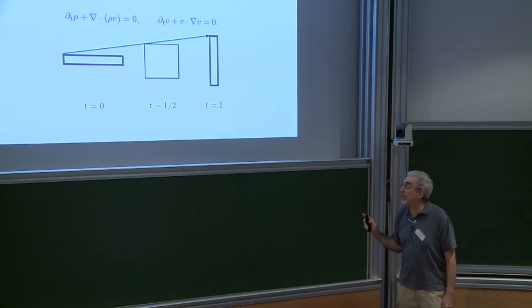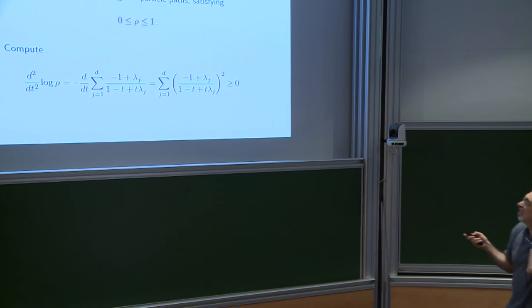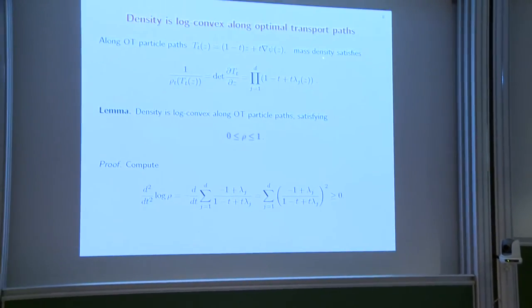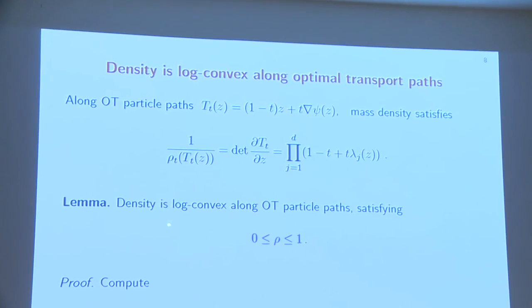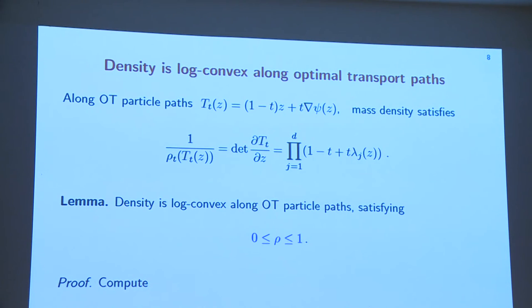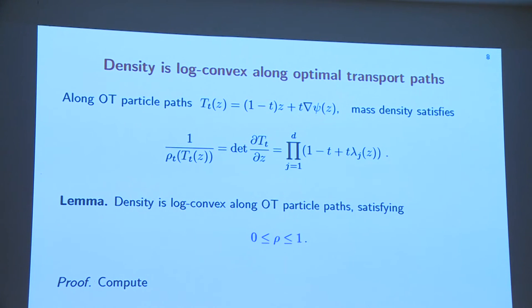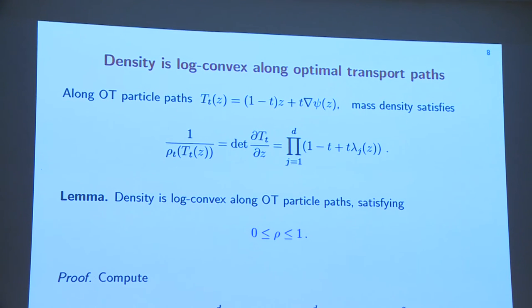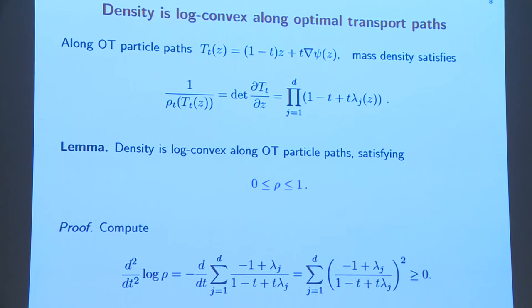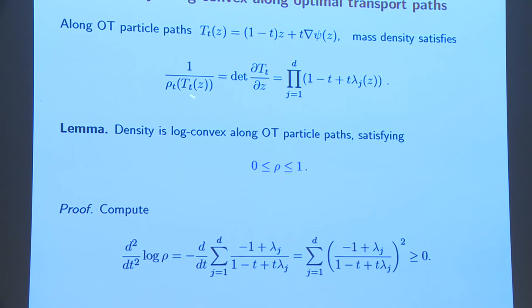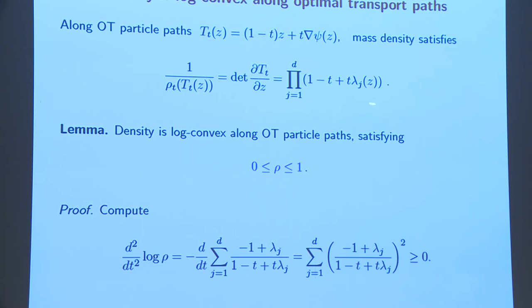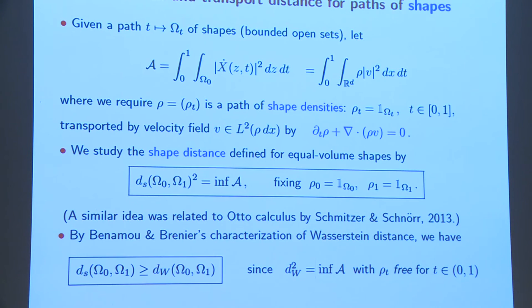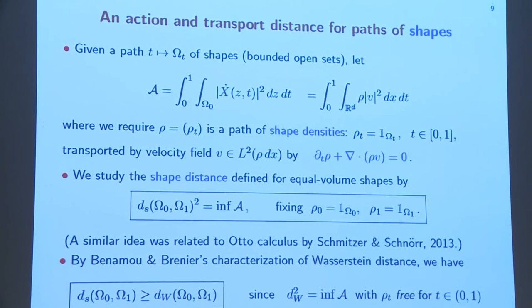It'll have to be a small density in the middle. And that's an example of a more general phenomenon, which is that along the particle paths, the mass density is log convex. So in particular it's convex, and so for my endpoint densities that are characteristic functions, it'll be stuck between 0 and 1. Actually, you don't have to compute: you take the log, and minus the log of a linear function is convex. That's all that's really going on. Okay, but those are properties I'm going to be using.